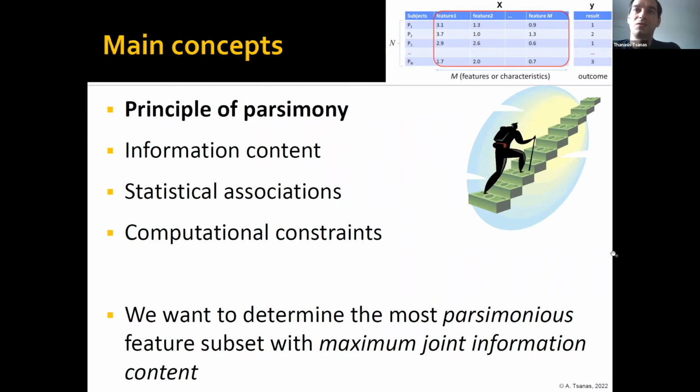So if you think about you have all the features, what we try to achieve is find the combination of the features that will actually maximize the information content. So what you try to achieve is identify the features that collectively actually are most predictive of the outcome.